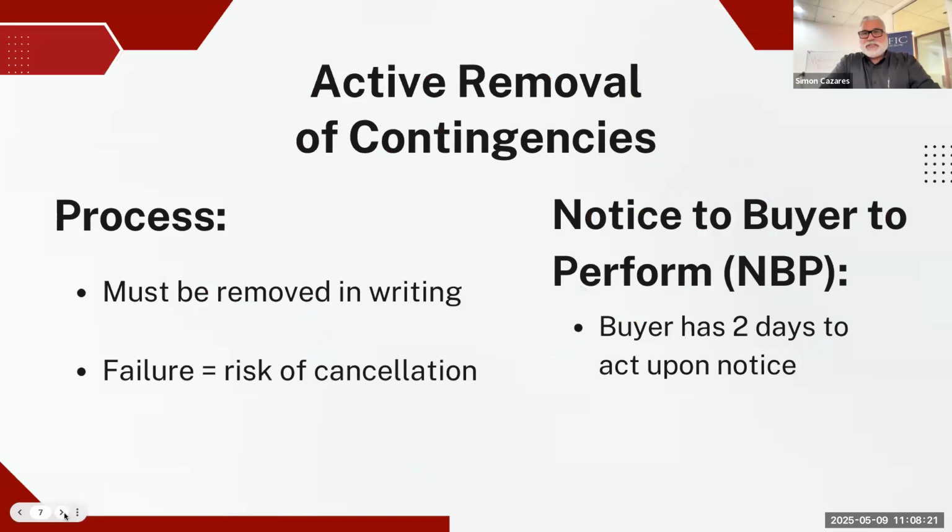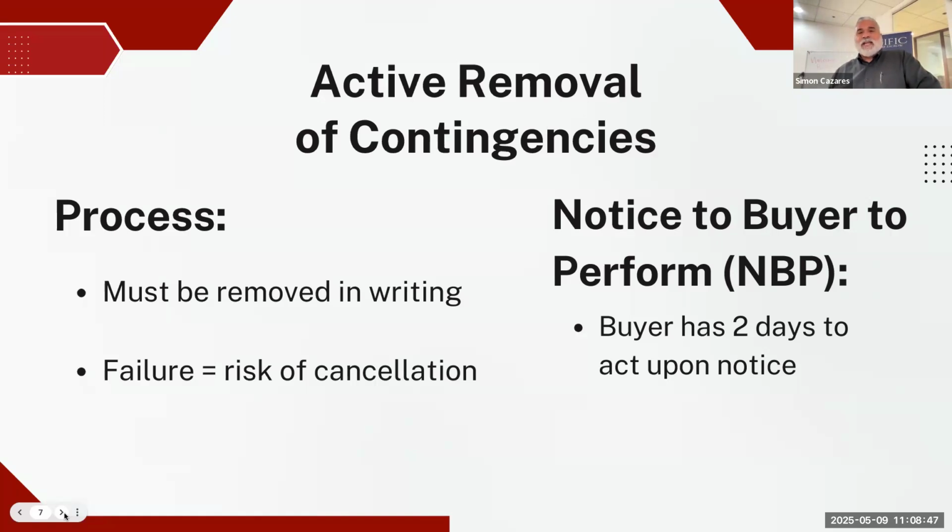So active removal of contingencies must be done in writing, okay? It's not passive. It must be in writing because the buyer can argue, yeah, I verbally said it and I meant it, but where's the proof? Where's the proof that I actually put it in writing? This is why documentation is important and vital, okay?